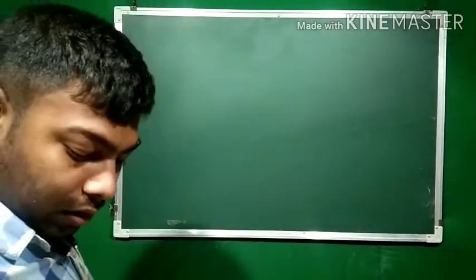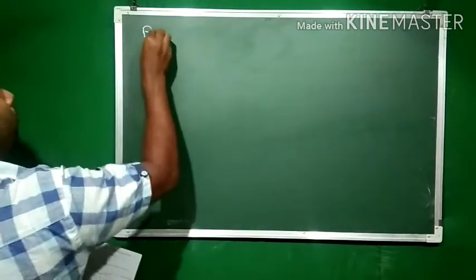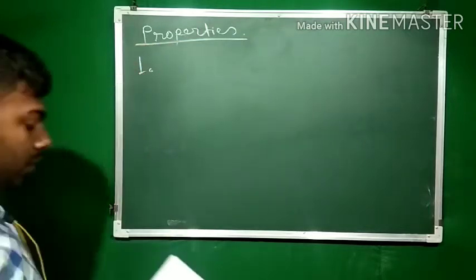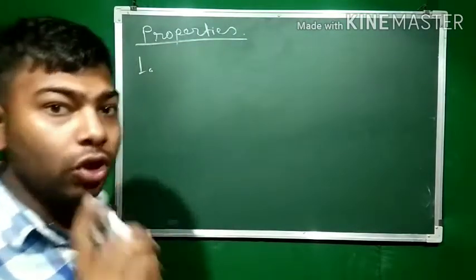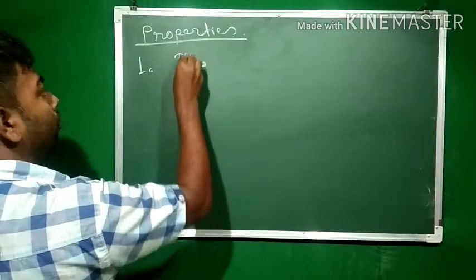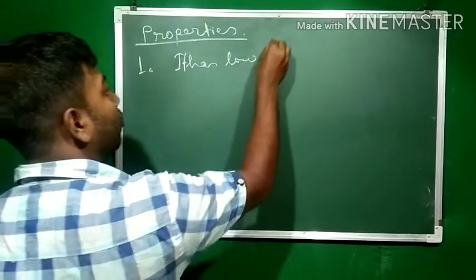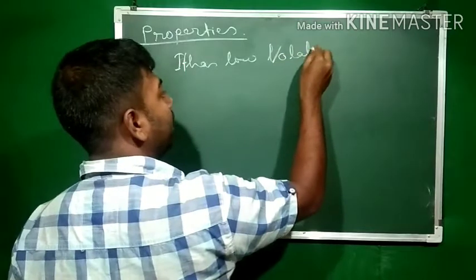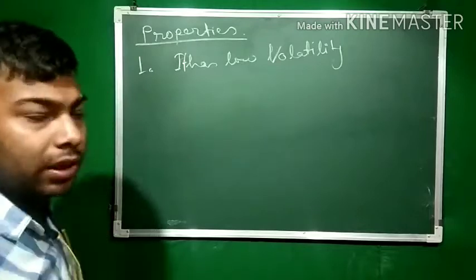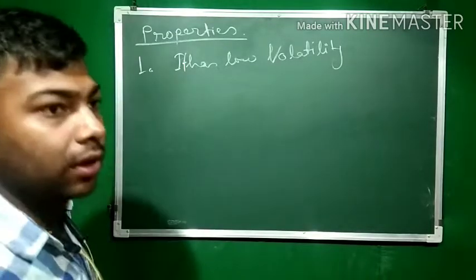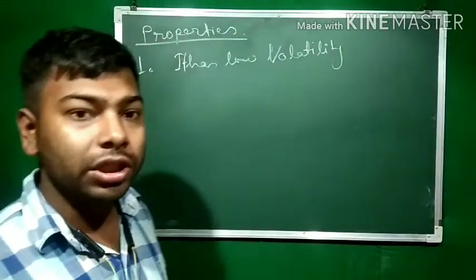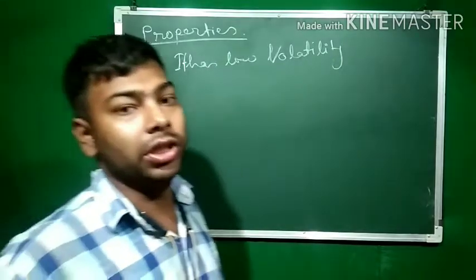See properties. First property is its low volatility. That means it does not volatilize. Simple meaning. Now what do you mean by volatile? Volatile is the property of any chemical by which it evaporates at room temperature.